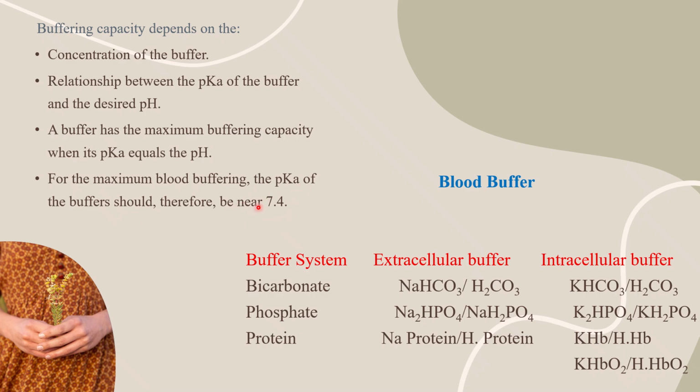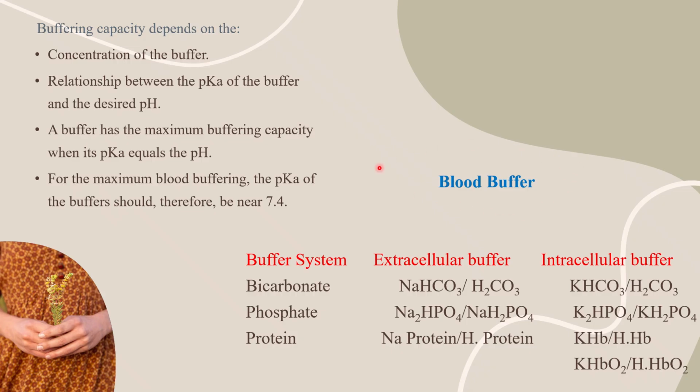7.4. For example, the histidine in the proteins maximally contributes to the buffering capacity because its pK value is 6.1, which is very close to the pH of the blood. So that's how it participates maximally in maintaining the pH of the blood.